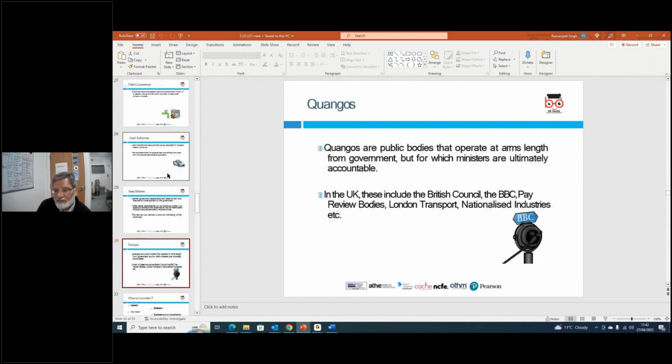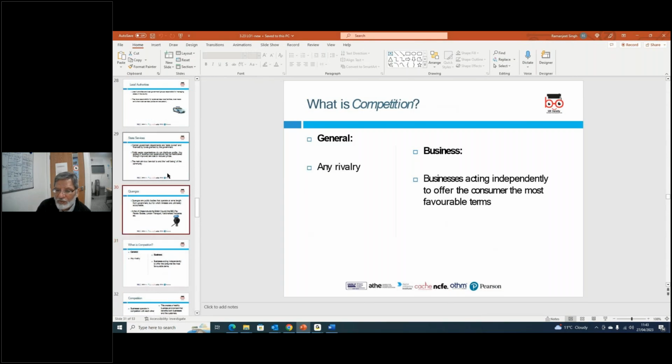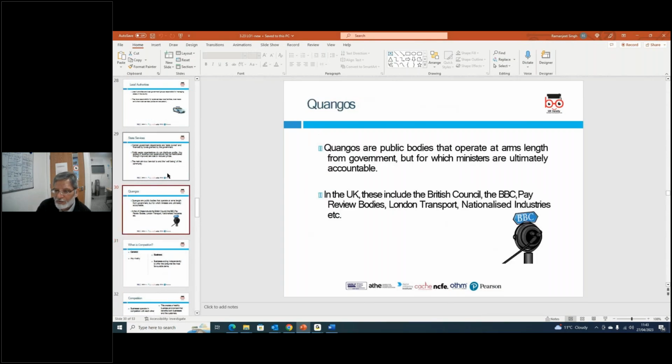Quangos are different. Quangos are public bodies operating through the state, funded by the state, but accountable to a minister. The minister responsible for them is responsible for how they are run and accounted for. In the UK, these include the British Council, although they are not controlled by the public sector, they are funded by the public sector, and they are accountable through a minister.